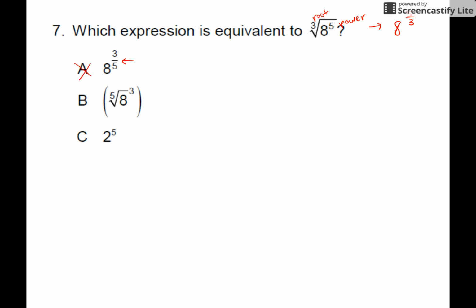On to part B, or answer choice B. I see the same problem. I need a root 3 and a power 5. So over here, my root is definitely not a 3. So this one is not correct. The last one, 2 to the 5th, that's our only choice.